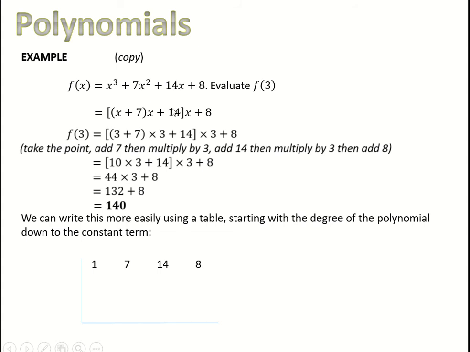And they go along the top. If, for example, you didn't have an x, so say it was just x cubed plus 7x squared plus 8, and that was just missed out, you'd have to put a 0 in here. Very important things to recognize, okay? We'll do some examples on that in a second. Okay, so it's basically just the coefficients of our different terms.